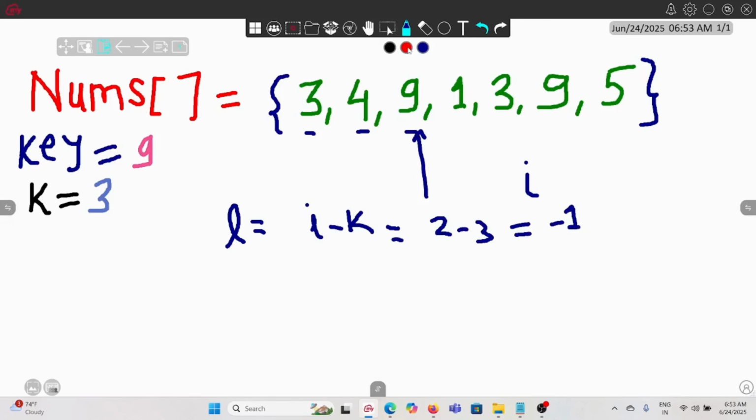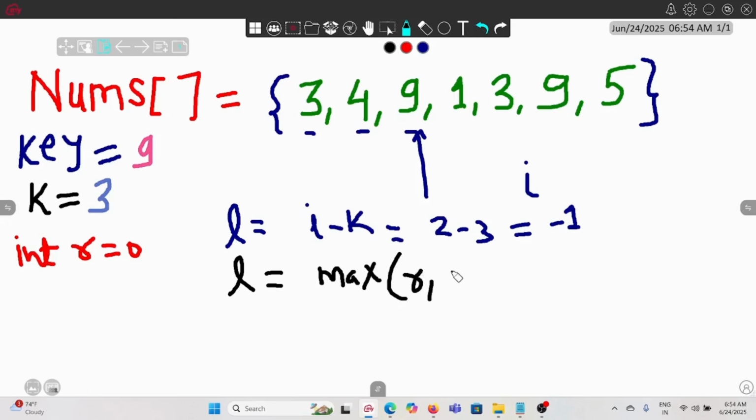So in this case, initially we will make an integer variable r, and we initialize it with 0. Whenever we find the left side index, we can find the max of r and i minus k. Now some of you might have a question: why this r, why can't we make it 0 only? If we take the max of minus 1 and 0, this will give us the start value 0. Then why this r only? Why am I taking this r and starting with 0? Because if I put r equal to 0, it will take care of this case, right?